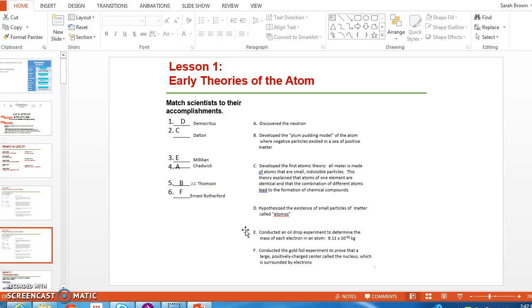Number 3 was E for Millikan. He conducted the oil drop experiment to determine the mass of each electron in an atom, and he found that to be 9.11 times 10 to the negative 31 kilograms. You don't need to know that number though. Number 4 was Chadwick, letter A. He discovered the neutron. 5, J.J. Thomson, letter B. He developed the plum pudding model of the atom, where negative particles existed in a sea of positive matter. And number 6, Ernest Rutherford, he was letter F. He did the gold foil experiment to prove that there was a large positively charged center called the nucleus, which is surrounded by electrons.